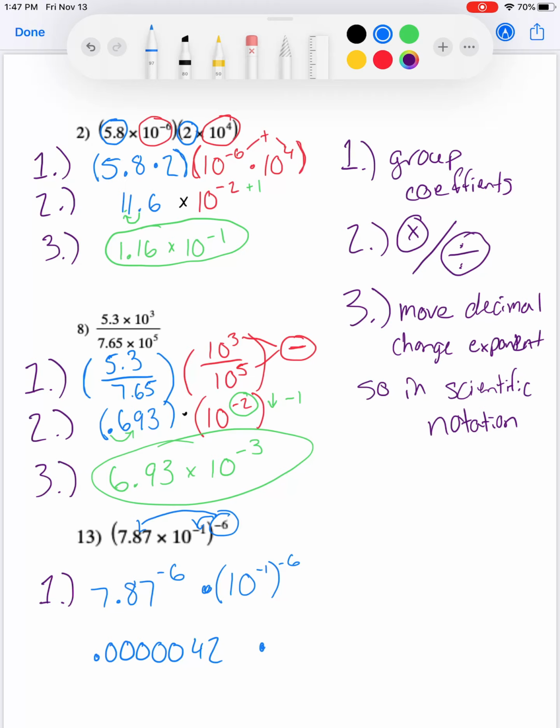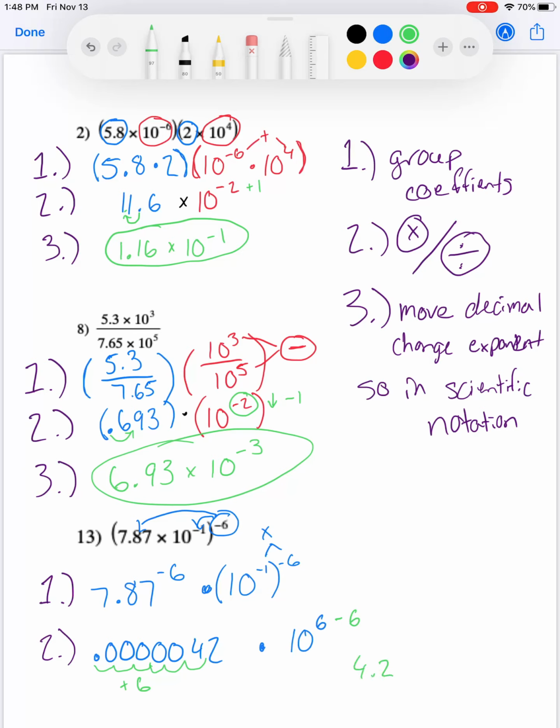Times, then when we do a power of a power, what we actually do is we multiply these powers together. When we have a power of a power, we always use multiplication. So negative 1 times negative 6 is 10 to the 6th, because a negative times a negative is a positive. So that's our second step. Then just like before, our third step is changing this into scientific notation, which for me to do that, I need to move this decimal to the right 1, 2, 3, 4, 5, 6 times. So 6 jumps, and I'm making this number bigger, so I'm going to make this exponent smaller, so minus 6.